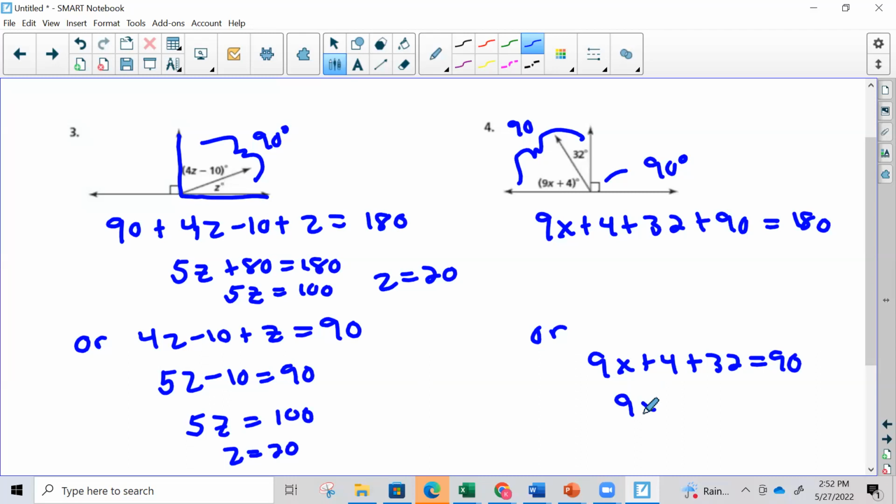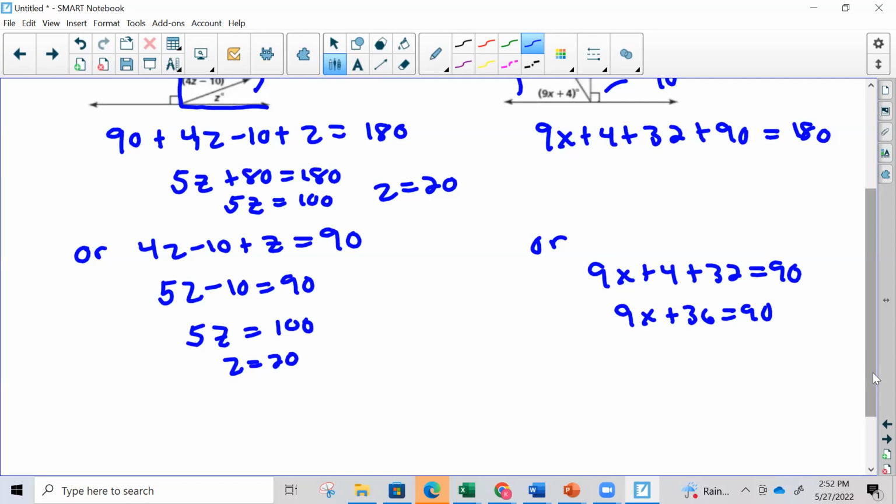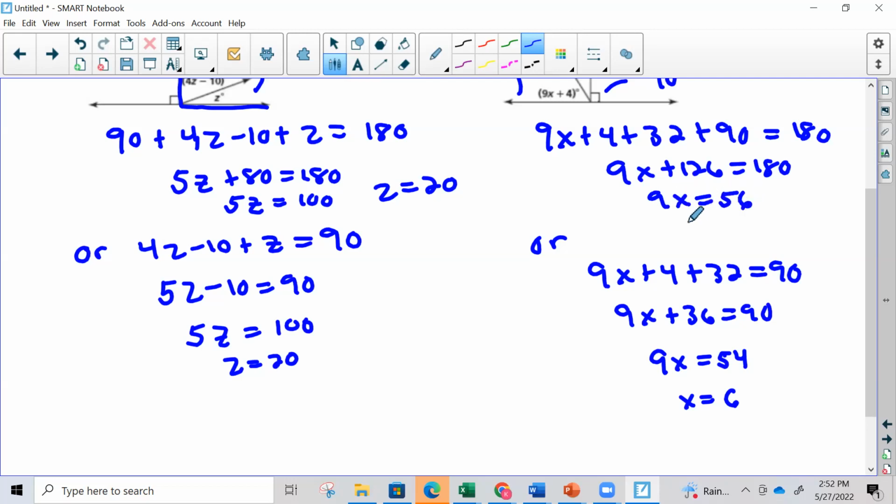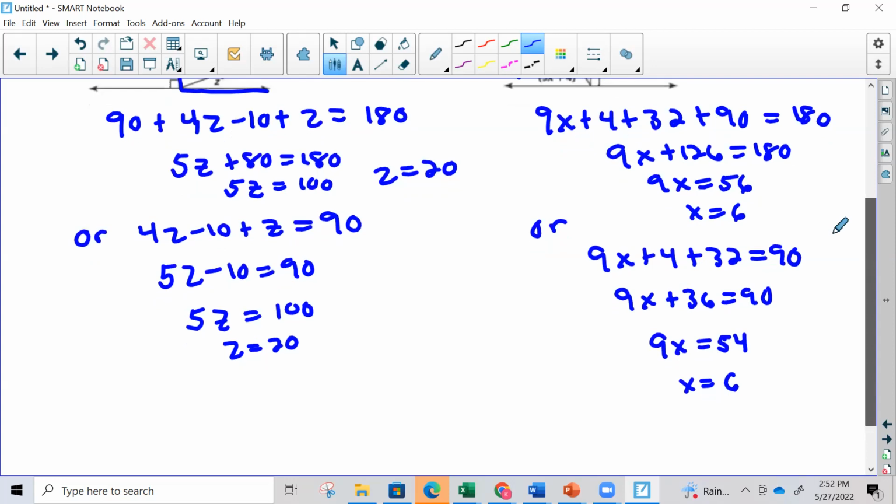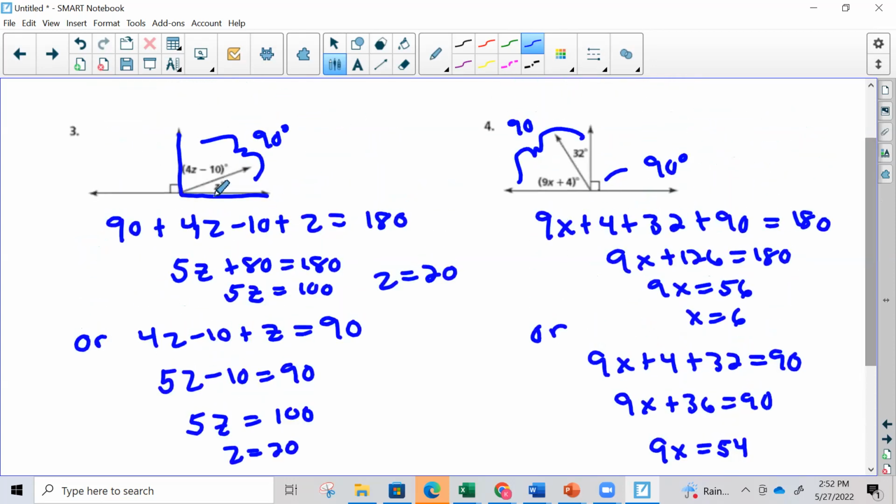So we get 9x plus 36 equals 90. Okay, we subtract 36 from both sides, and we get 9x equals 54. And then divide by 9, and we get x equals 6. And if you solve this one, you should get the same thing as well. I'll just solve it, and then you can check your work if you paused. Okay, so that's how you do these if you have a straight angle and one part of it is 90 degrees.